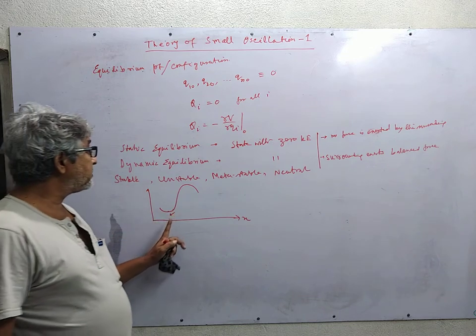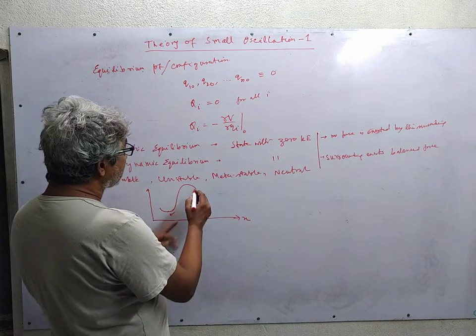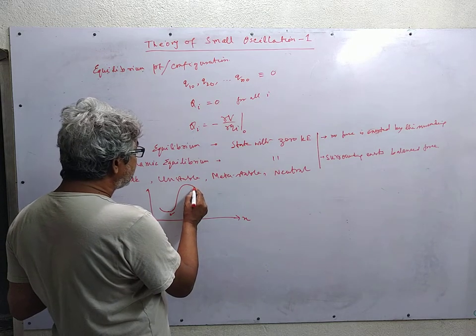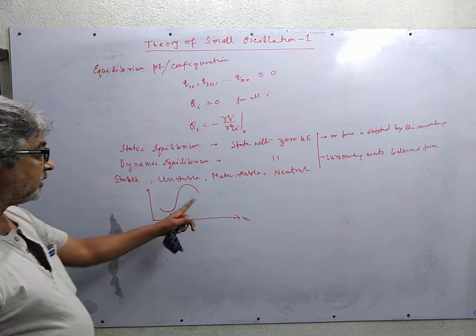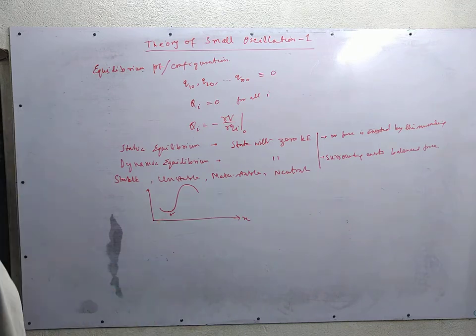If we displace the particle by a large amount, then we may set it over here. Then in that case, the particle does not come back to its equilibrium position.